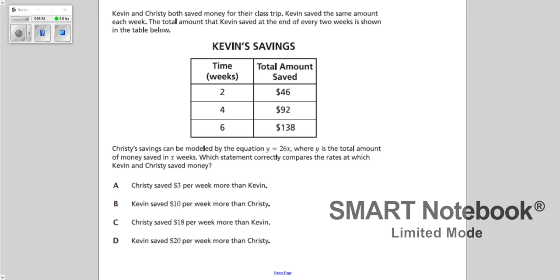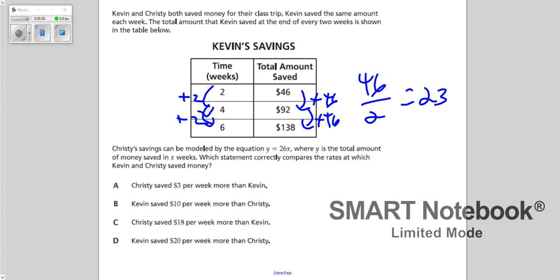So for Kevin, you could do the slope formula by picking 2 of the points, or you could do it by looking at the jumps: plus 2, plus 2, plus 46, plus 46. 46 over 2 equals 23. So that's the rate of change for Kevin. And for Christy, it's 26. So Christy obviously makes $3 more per week. Christy saved $3 per week more than Kevin, choice A.